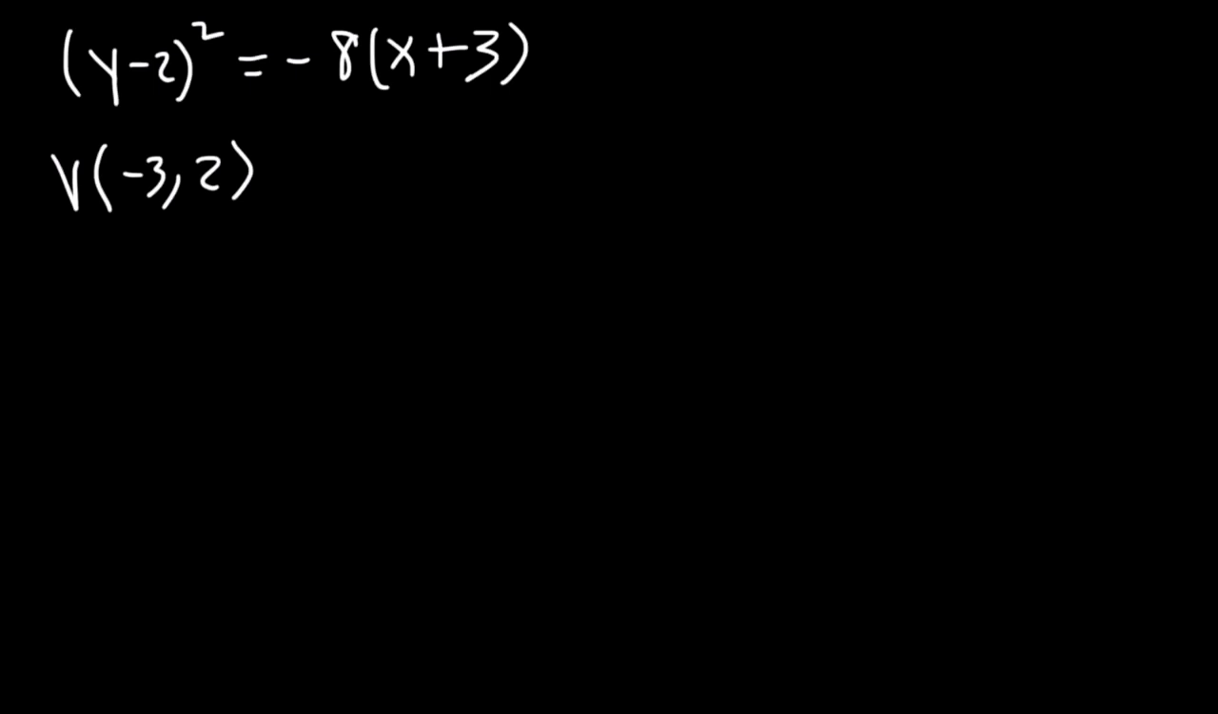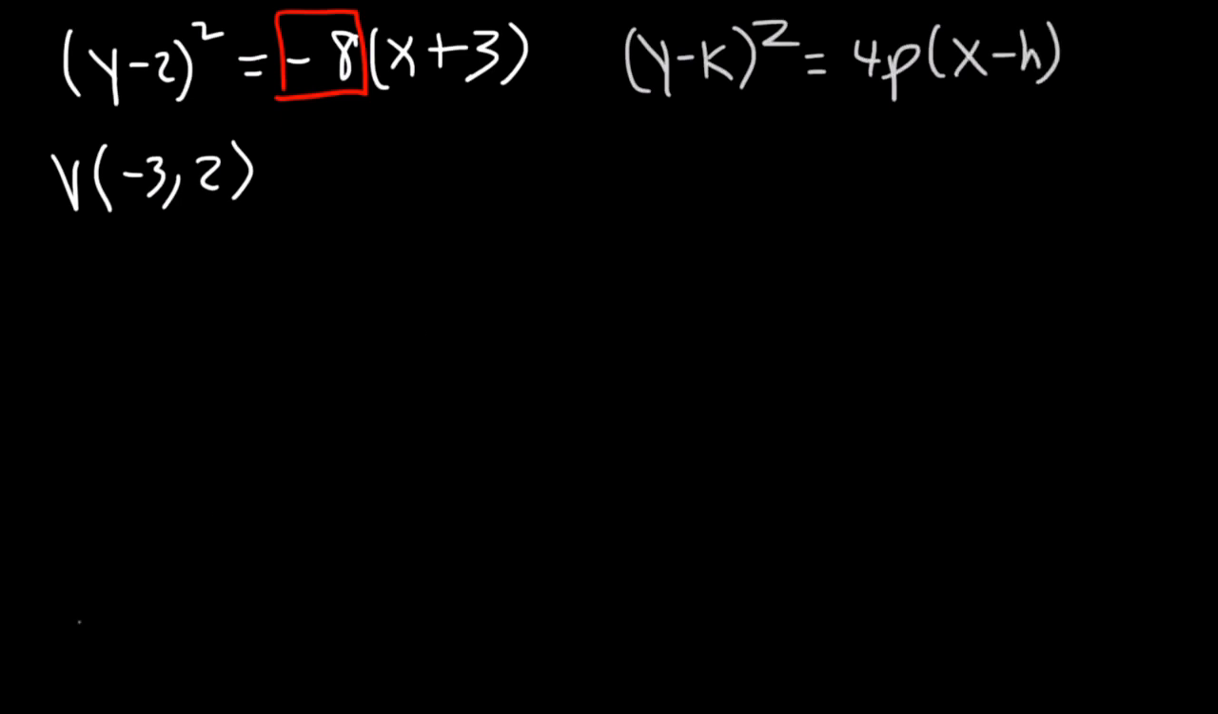Now, we can see that 4p is equal to this number. The general form of the equation is y minus k squared is equal to 4p times x minus h, where the vertex is h comma k. So we're going to set 4p equal to -8, which means that p is equal to -2. So whenever we have the form y squared is equal to 4px, this graph opens to the left or to the right. But because p is negative, it's going to open towards the left.